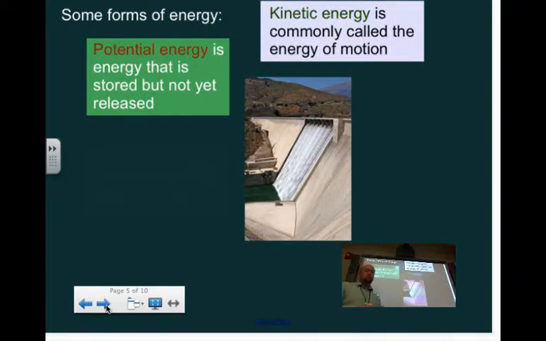So, some forms of energy that we need to talk about. Potential energy is in general any energy that's stored but not released. We tend to think about it like we learned it in middle school, that potential energy was how high up something was, and that if it fell, it was converted into kinetic energy. That's partially true, but potential energy means essentially what potential sounds like: energy that is stored and isn't being released yet.